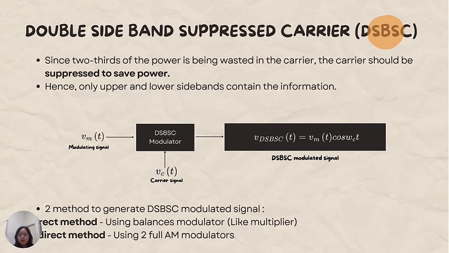Next, we have the double sideband suppressed carrier, the DSBSC. In the standard AM, two-thirds of the power is wasted in the carrier, so we remove it to save power. This leaves only the upper and the lower sideband, which contain all the actual information. This is the block diagram to generate the DSBSC modulated signal. Besides that, we can also generate this signal in two ways: the direct method, which uses a balanced modulator, and the indirect method that uses two AM modulators.